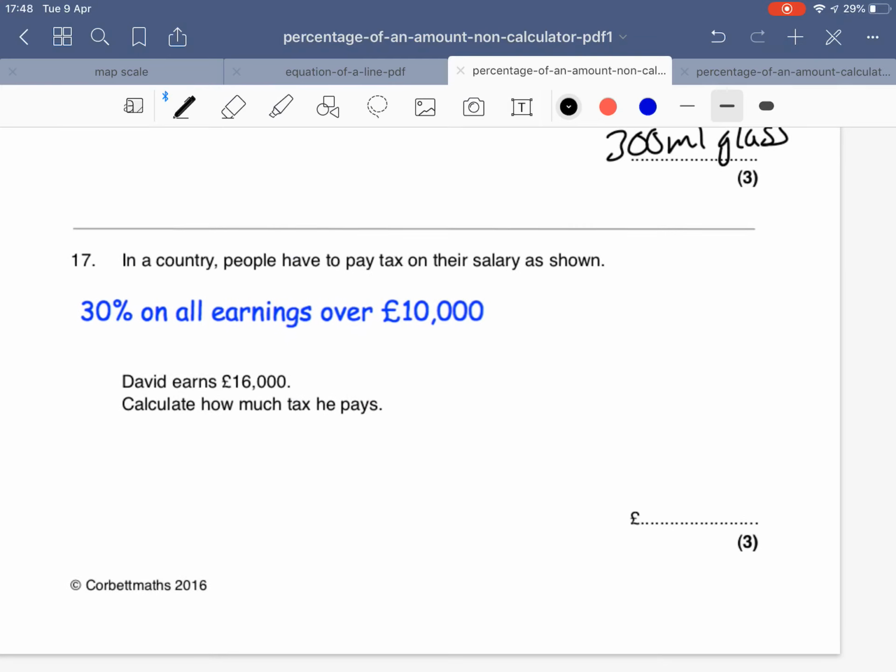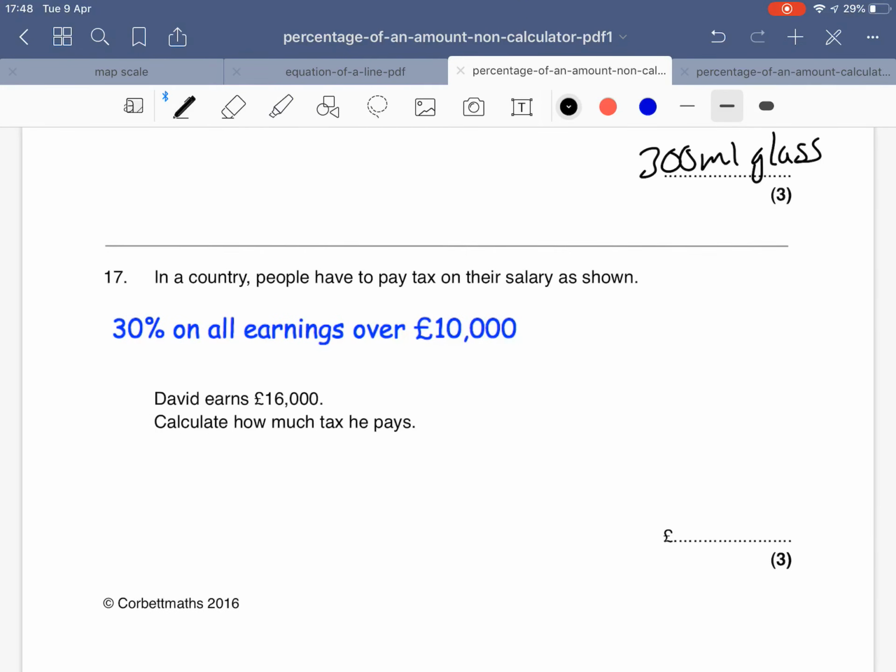Okay, last one. In a country, people have to pay tax on their salary as shown. Well, yeah, in every country. 30% of all earnings over £10,000. It's gone up loads since then. This is an old... Oh, yeah, it's 2016. That's way old. So he earns 16,000. How much tax does he pay?